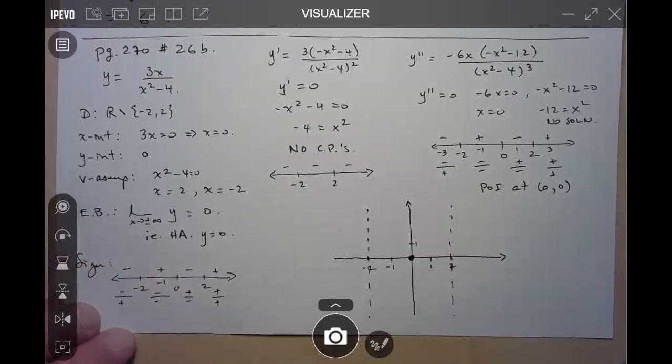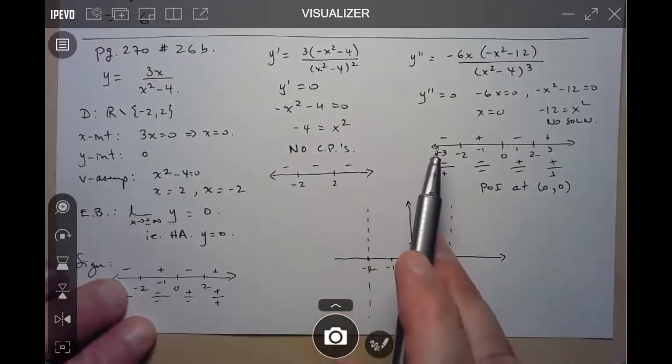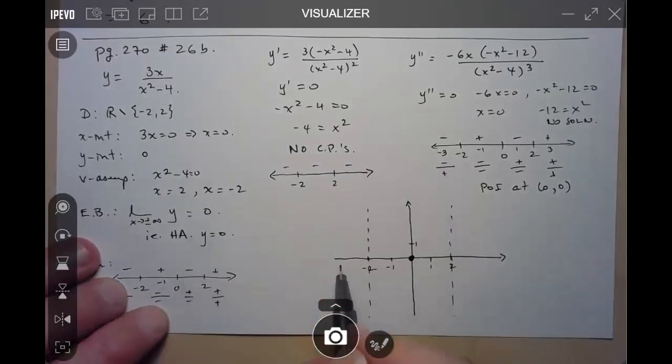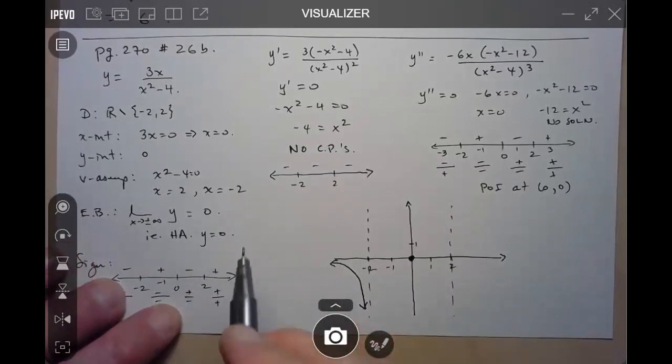So let's start drawing, and I go from left to right. If I look to the left of negative 2, I know the function is negative, I know it's decreasing, and I know it's concave down. Now since the end behavior approaches 0, it must be approaching from the bottom, and I know it has to be approaching the vertical asymptote, so it has to look something like this in order to fit all those parts.